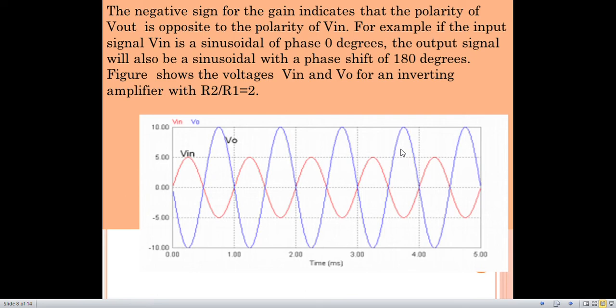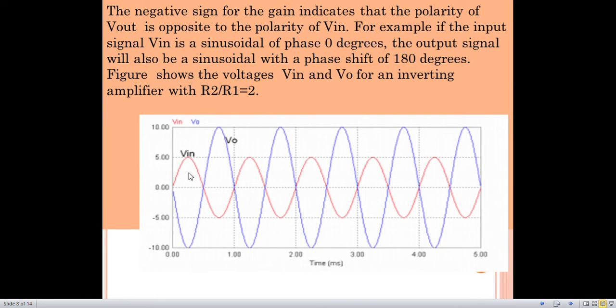I am showing this by taking an example. Here we have shown an input wave which is a sinusoidal wave of phase 0 degree. When this type of wave having an amplitude, here I am showing the amplitude 5, is applied to an op-amp, we get an output wave which is also a sinusoidal wave, but there is a phase shift of 180 degree. And the amplitude of it is magnified with a factor of 2.